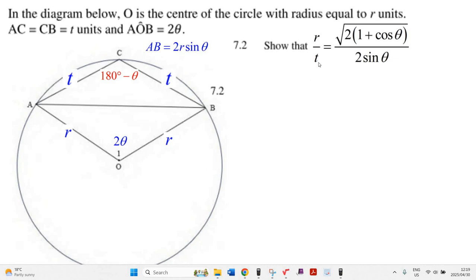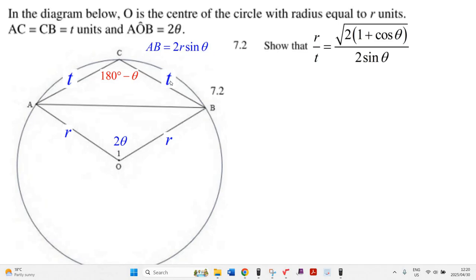Okay, we're going to show that the ratio of r over t is equal to root 2 times (1 plus cos theta) over 2 sine theta. We're going to show that. Well, look at this AB here. It's almost the 2 sine theta. So we're going to use this somehow. But first, let's get at the t's.